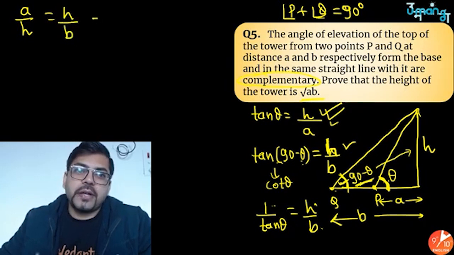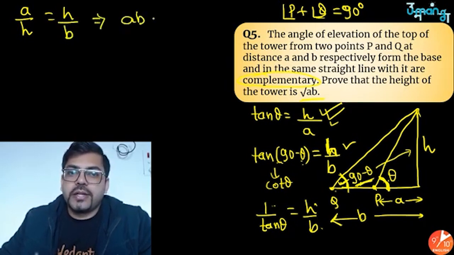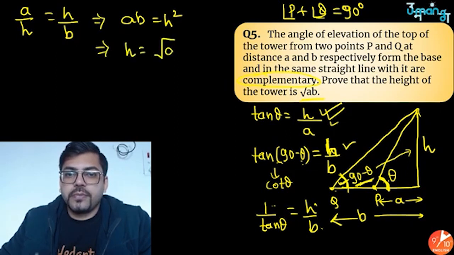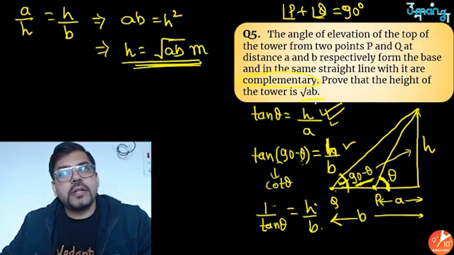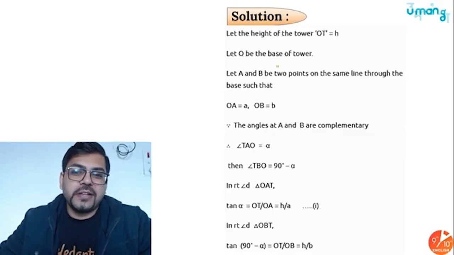What do you have to do? Cross multiplication. So ab equals h square. Once you get h square equals ab, this means h is going to be root ab. And that's what you have to find. H equals root ab meters, and that is the height of the building.